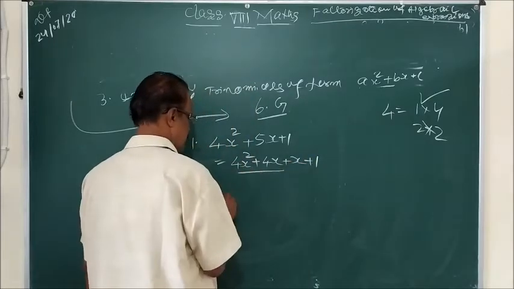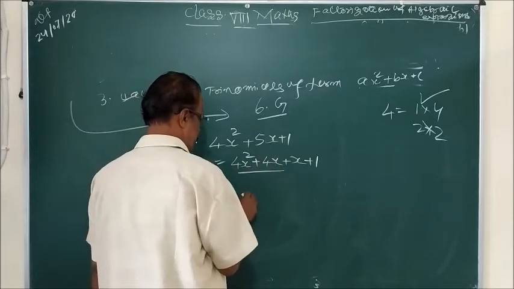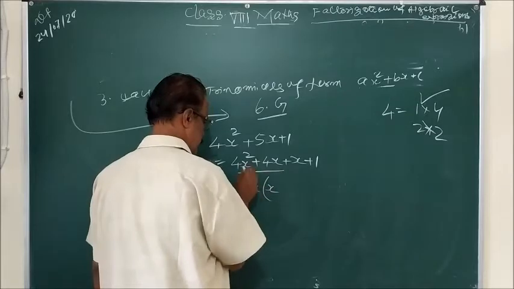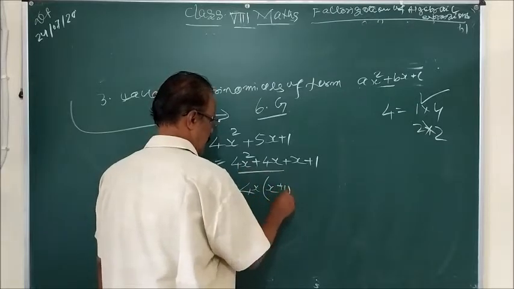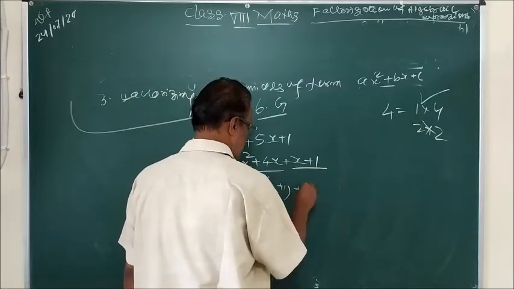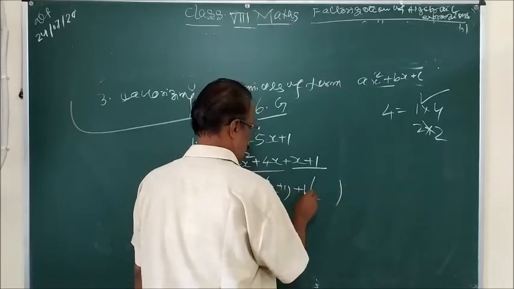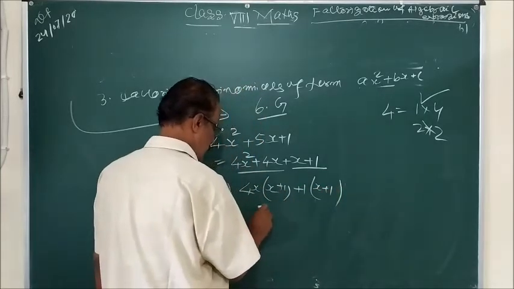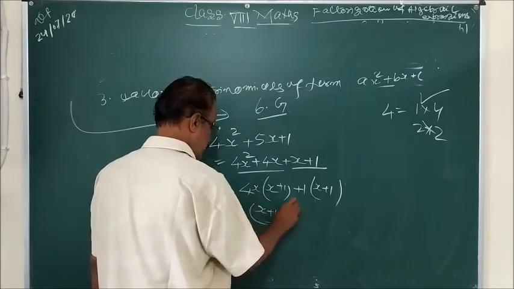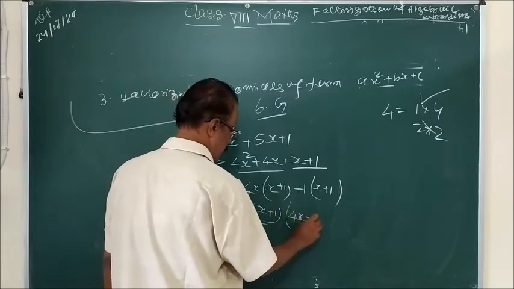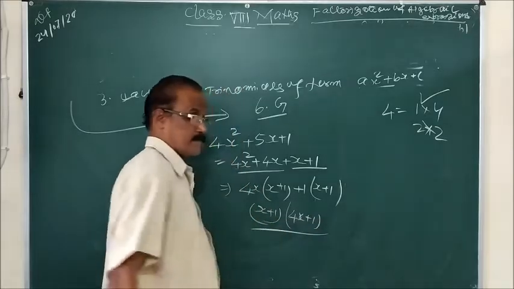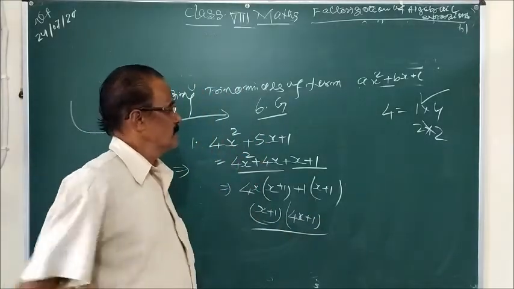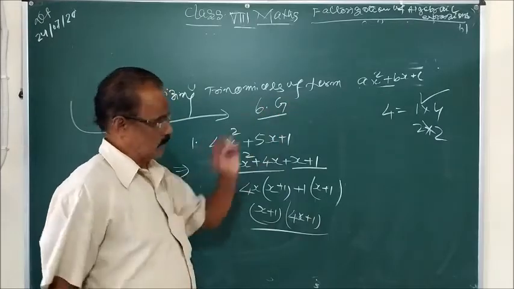Now what is common here? In the first two terms, 4x is common, and here will be x if you divide, and it will be 1. No common here, but 1 is common in every number. So you can take 1 as common, and x plus 1. Now what is common? x plus 1, and the remaining terms 4x plus 1. So these are the factors of this given polynomial if it is in this form.